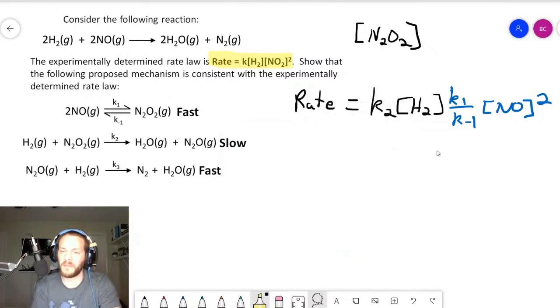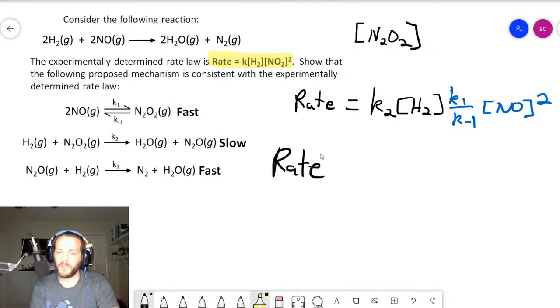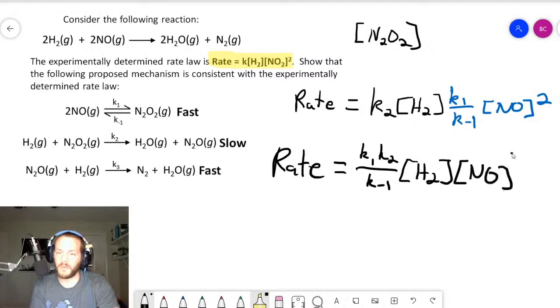Okay, so we end up at this sort of long-winded equation over here, and I'm going to clean this up a little bit. I'm just going to say that the rate is equal to K1, K2 over K minus 1 times the concentration of H2 times the concentration of NO squared.